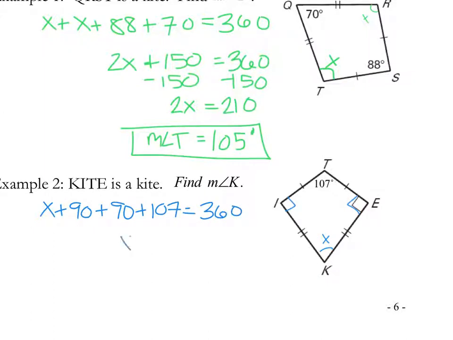And this one's, oops, not plus. So 180 plus 107 is 287, equals 360, and then I subtract 287 from 360, and I get my x. So that is the measure of angle K.